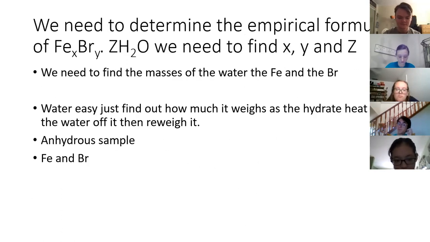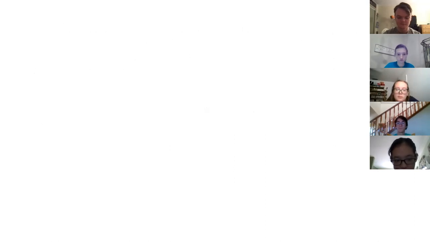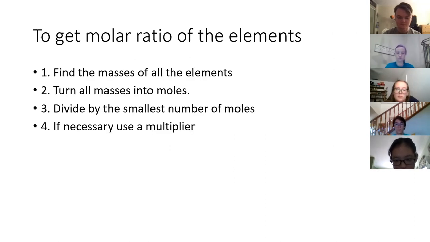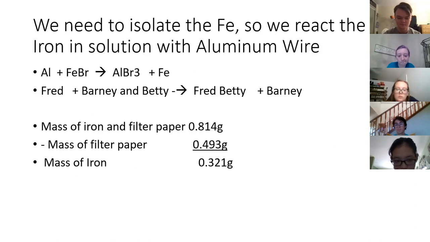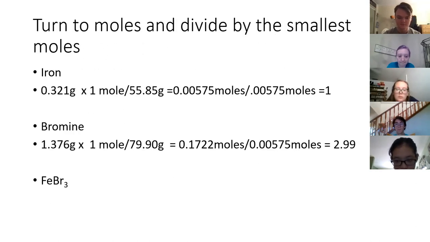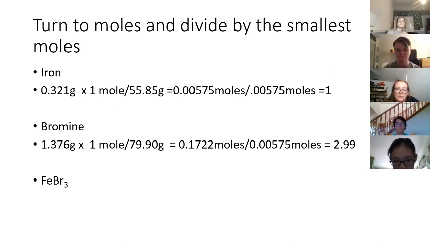Now, Adrienne, I've got the moles of everything. What do I do now? You divide them by the smallest number of moles. Adrienne, between iron at 0.00575 and bromine at 0.1722, which one is smaller? Iron. Iron is smaller, so I divide by the 0.00575.